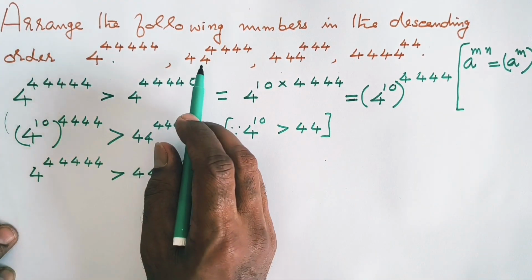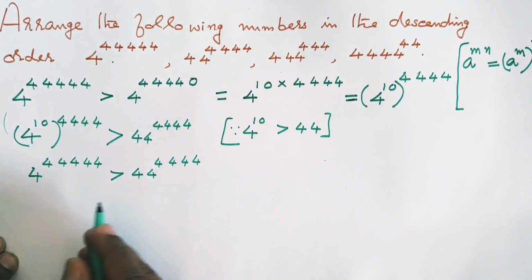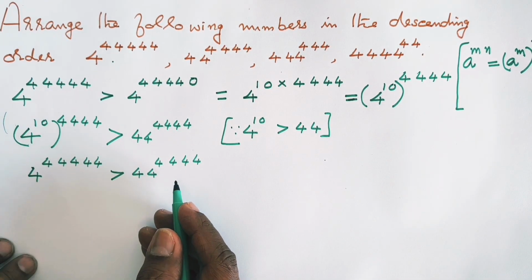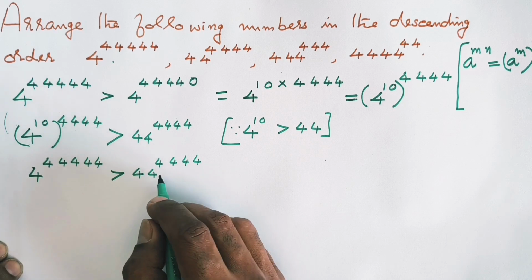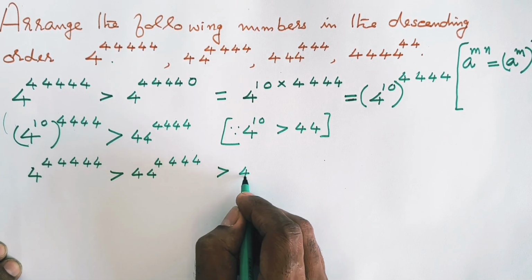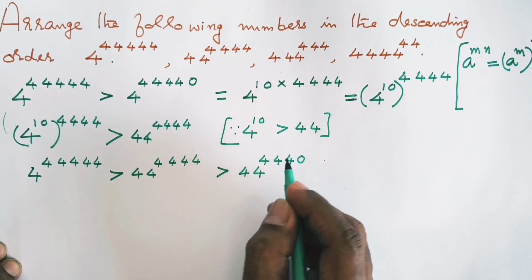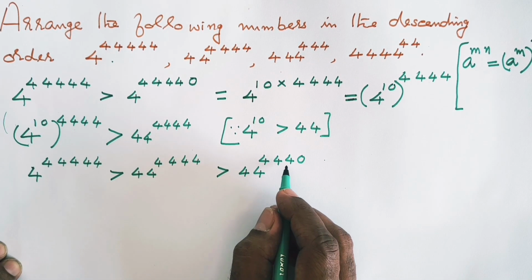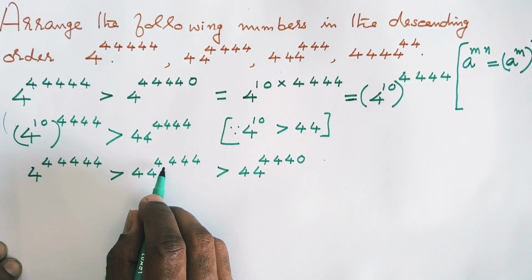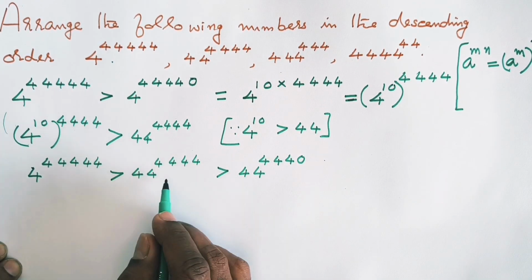Now let's compare the second and the third. Let me rewrite this number again, or you can continue from here. That number is already written here. This I can write like this, 44, replacing the power by 4,440, which is smaller than this. So if you compare these two with the same base, this will be smaller.